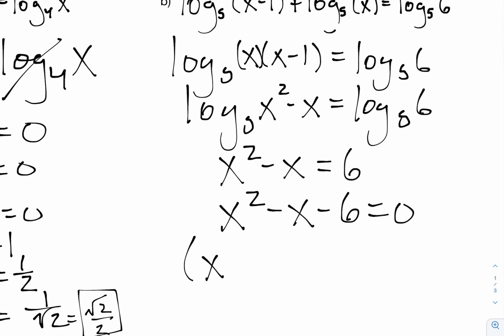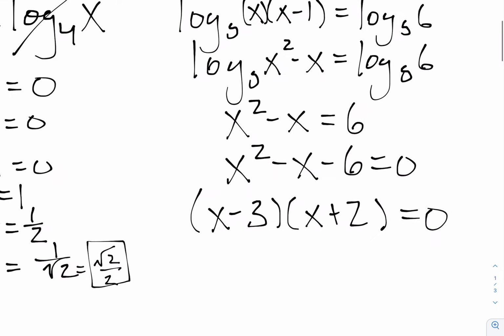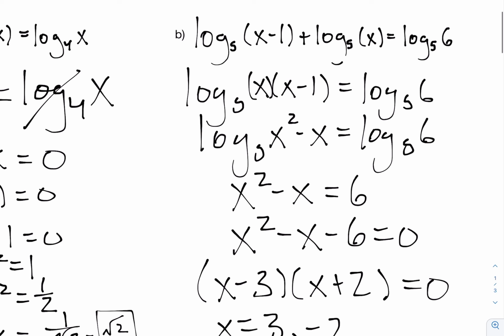That's going to be (x minus 3)(x plus 2) equals 0. Our two solutions will be x equals 3 or negative 2. Now let's just check if that is all right.